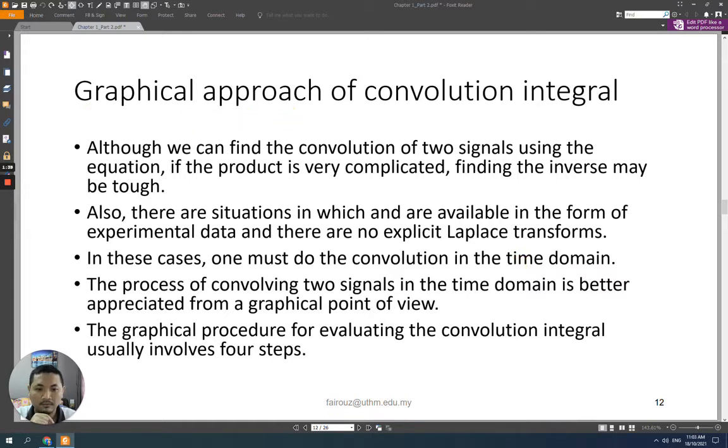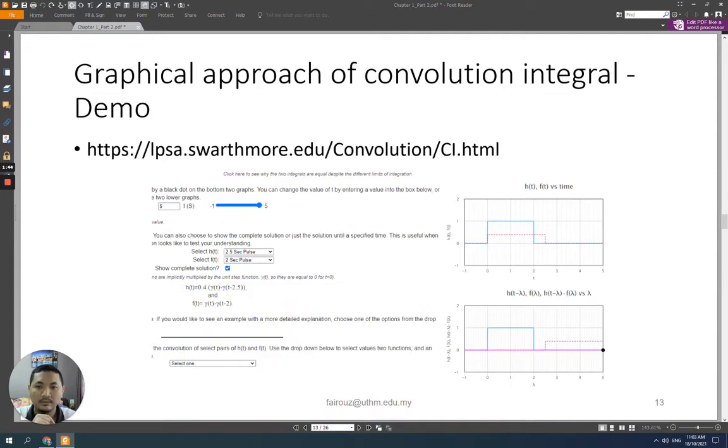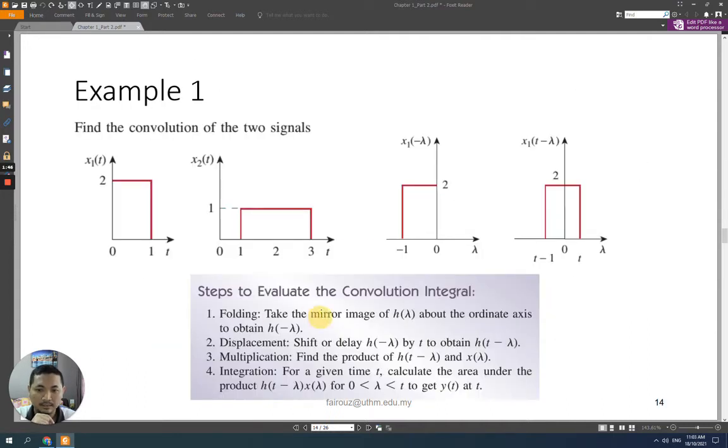The graphical procedure for evaluating the convolution integral usually involves 4 steps. These are the steps: 1, 2, 3, 4. First is folding. Then displacement, multiplication, integration. We will look at each of these steps in example 1. But before that, let's look at an example from a website on what the convolution integral is using the graphical approach.